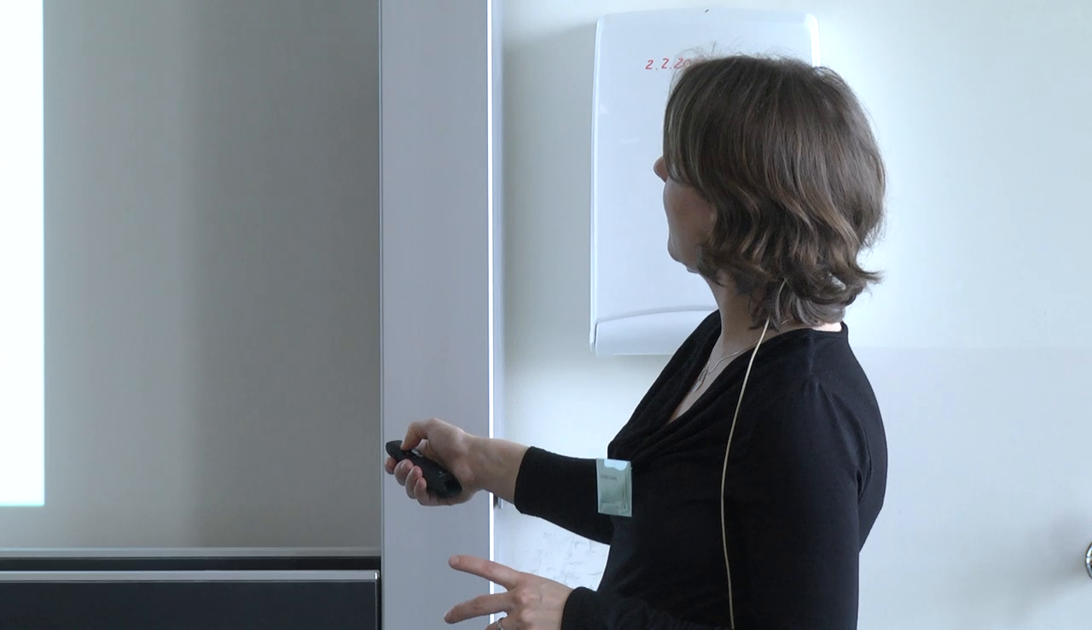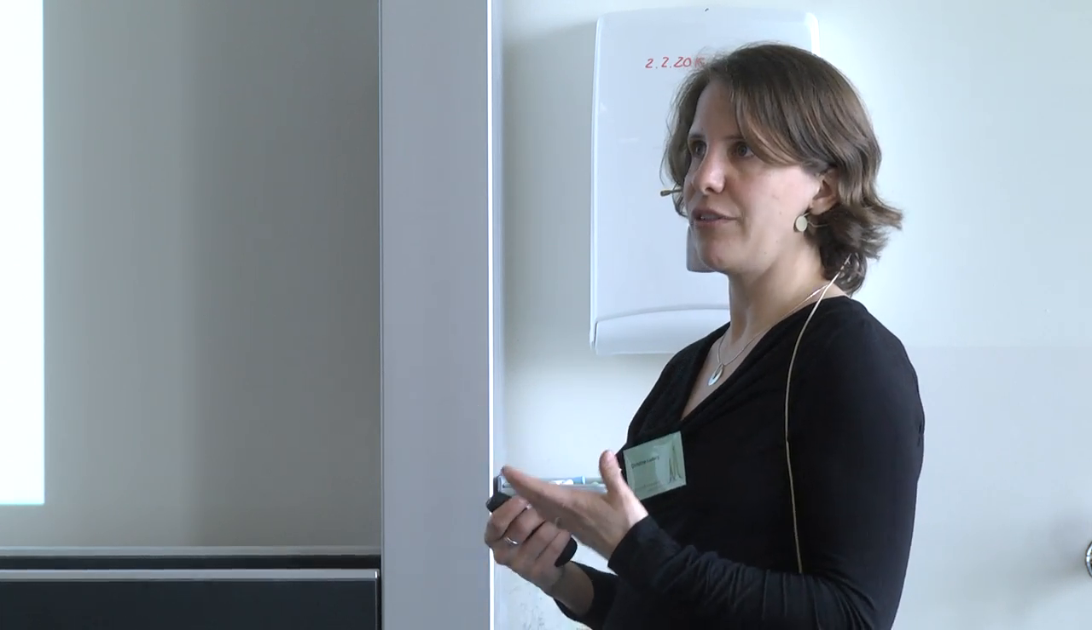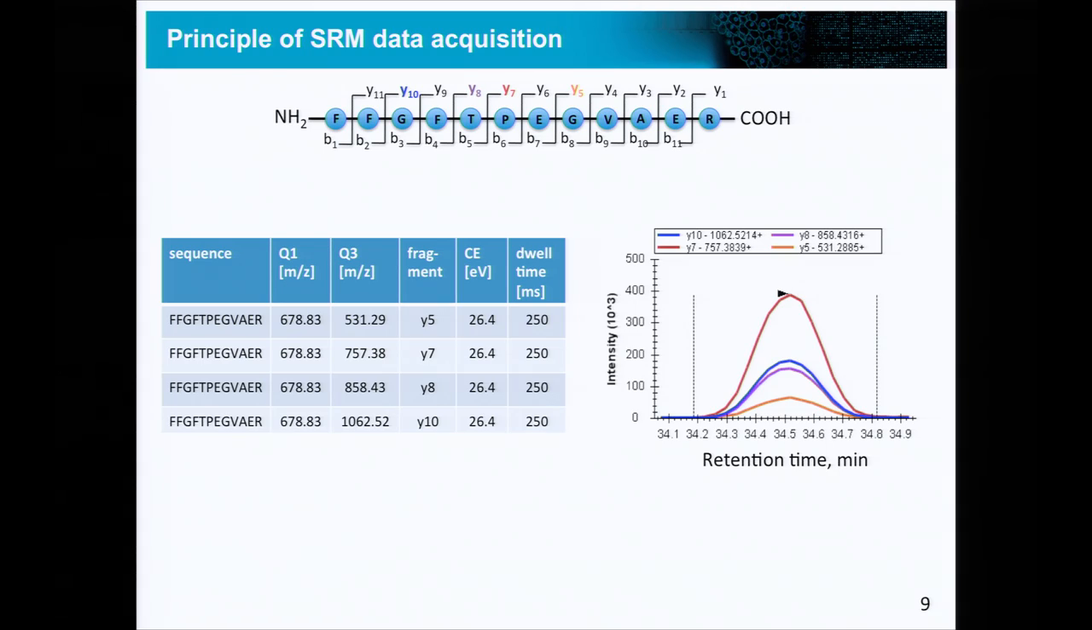However, what you do see is that these different transitions have different intensities. These different intensities reflect the MS2 fragmentation pattern that we know also from our shotgun experiments. Different fragments are formed with different intensities, and that's exactly what you see here in these peak heights or peak areas.